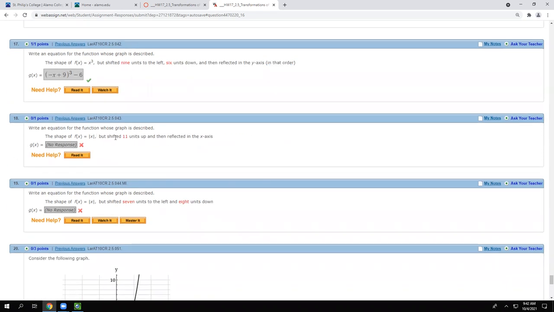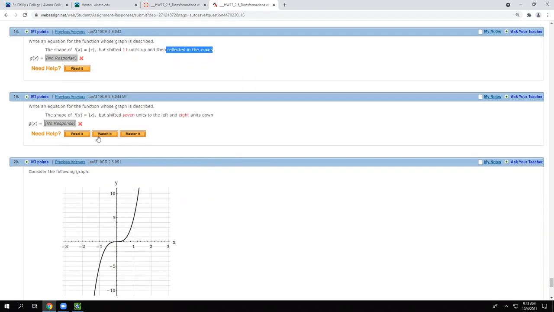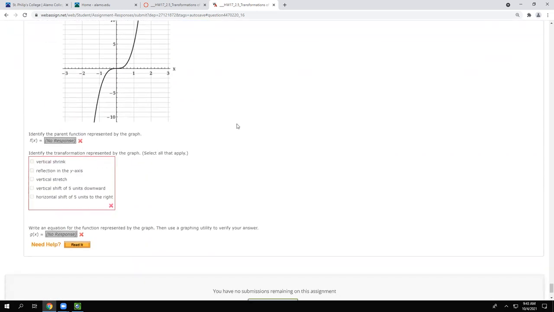Okay, moving on. What about this one? How would you do 11 up? Uh-huh, on the outside. And then what about this reflection stuff? Negative on the outside. Good. And then here, shifted to the left would mean plus 7 on the inside. And then down 8, which would mean minus 8 on the outside. I'll let you figure that one out.